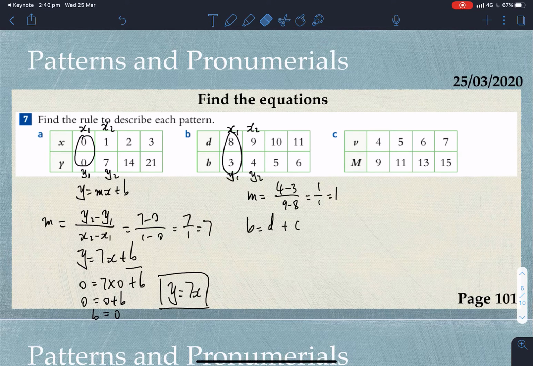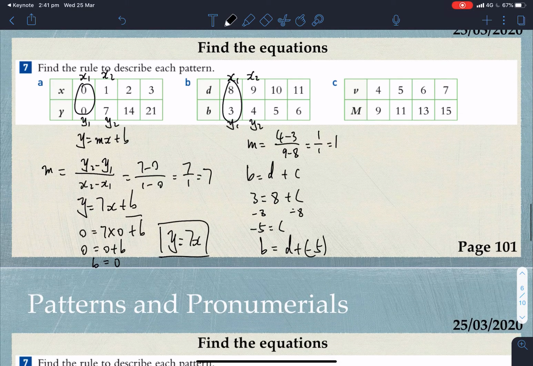So B is 3, D is 8. So we can minus 8 on both sides. 3 minus 8 is negative 5 equals C. C is negative 5. So we know that equation equals to, not Y, sorry, just bad habit, B equals to D minus 5. It is plus negative 5. It basically is plus negative 5, but in this case it becomes minus 5. Okay.